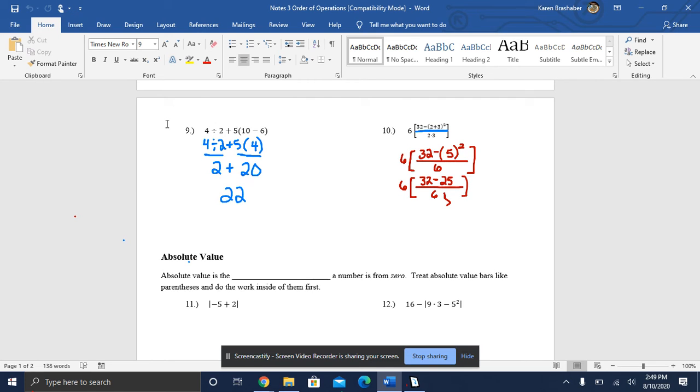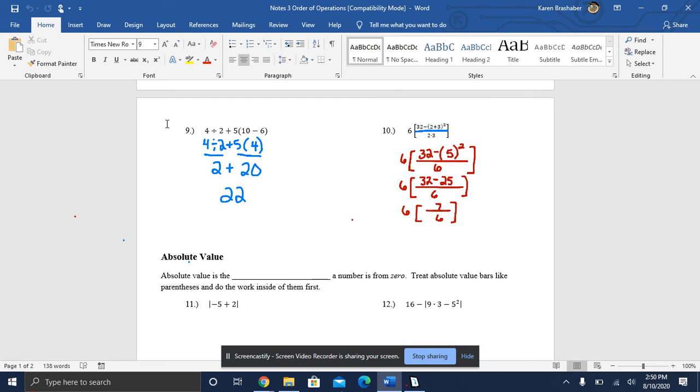Then next I will continue on rewriting the 6 and finishing my numerator. So my numerator is 32 minus 25. Well, they're different signs, so I subtract, and 32 minus 25 is 7, and my 32 is positive, so my 7 is positive. My denominator is still a 6, and I have now the fraction 7 over 6.